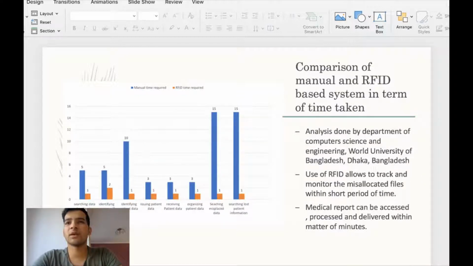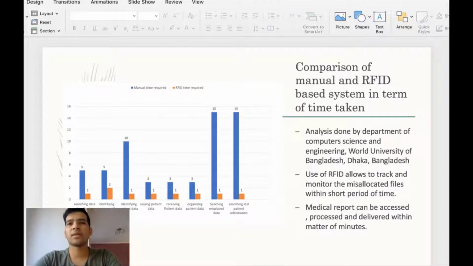After the implementation of the technology, what could be the changes and progress in the hospital? Here, the slide shows the comparison of the manual and the RFID-based system in terms of time taken. The American Journal of Computer Sciences and Information Technology published a research article regarding the use of RFID technology for managing the patient's medical files.